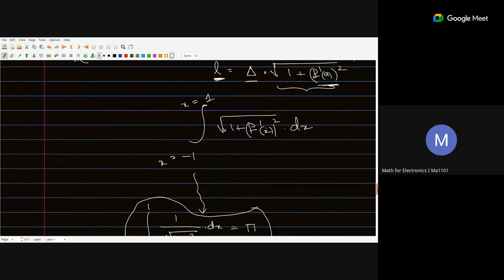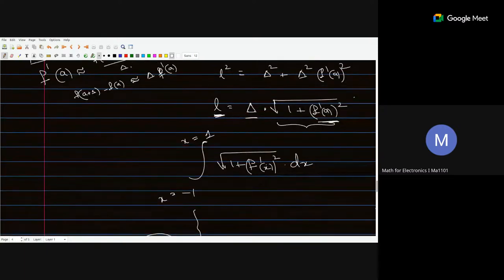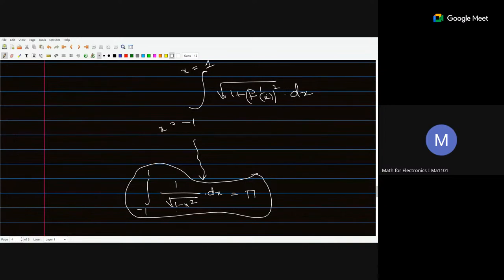Because see, this is a half circle, and the half circle perimeter is pi, right? The full circle perimeter is 2 pi because the radius is 1, so the half circle is pi. We know that it is pi. And if you substitute all these things, you will get something like this expression on the left hand side, and that left hand side will be equal to pi. This is an important result.